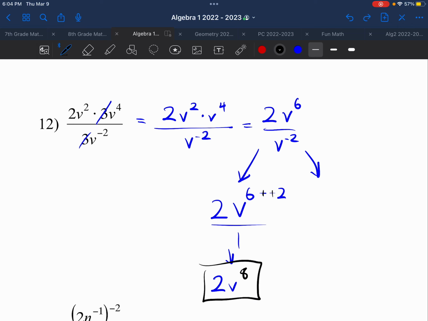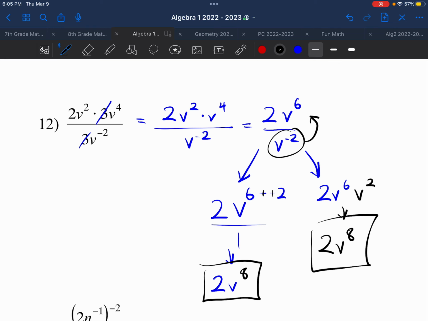Another way of thinking about it is to say this is 2v to the power of 6, and I'm going to flip this v to the power of -2 and bring it to the top, and this is going to be v to the power of positive 2. If you do that, then, again, these are being multiplied, right? I'm going to add these powers, 6 plus 2, and I'm going to get 2v to the power of 8. It's the same answer, it's just a different path. I don't care which path you choose. There's a lot of different ways to do the math.